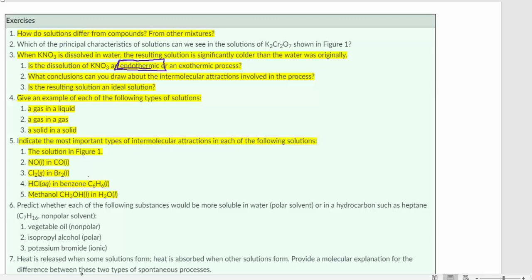Number 4, give an example of each of the following. A gas in a liquid. Well, the most common is carbon dioxide in water. So we see this in any of our carbonated beverages. A gas in a gas. The air you breathe is a gas in a gas. We have nitrogen, we have oxygen, we have helium in our air, but we can't see the different components in our air. A solid in a solid.